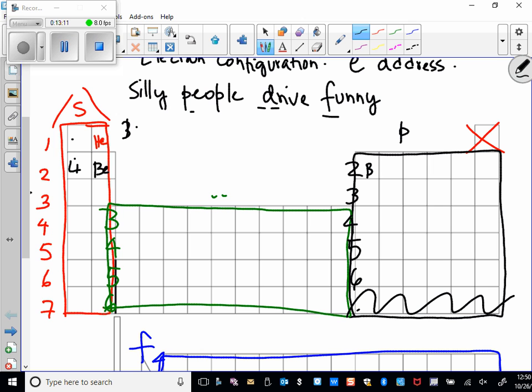Boron has how many electrons? 5. Is that right? Out of the 5 electrons, where will the first 2 go? 1s2. Where will the next 2 go? 2s2. Where will the last one go? 2p. 2p1.